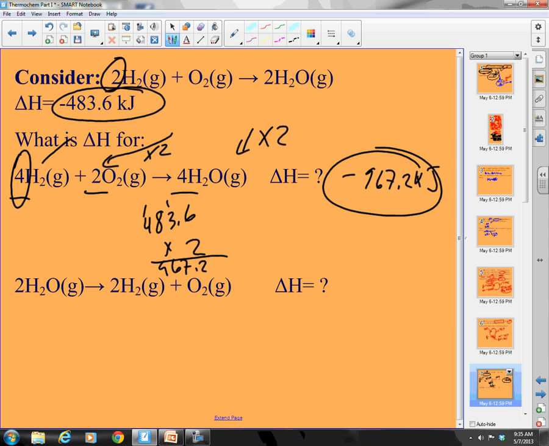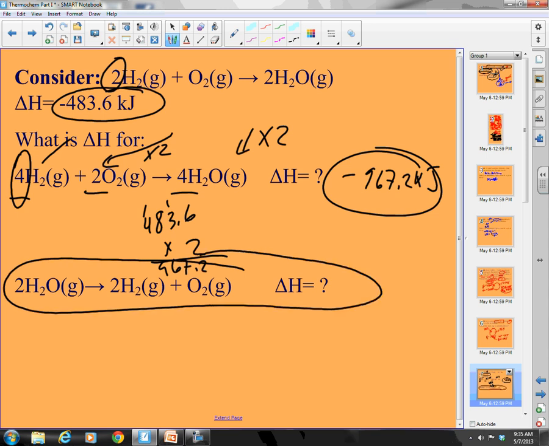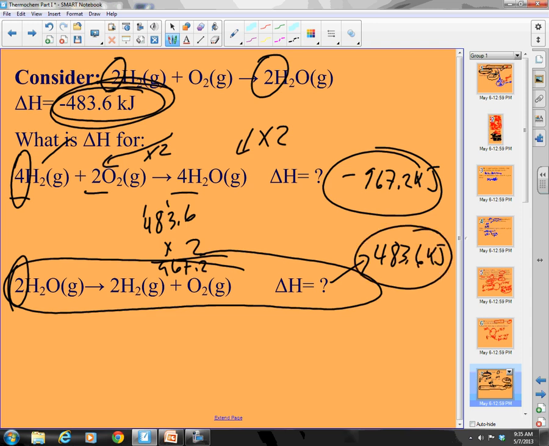Okay, now what happens here? What have I done? Well, I've gone from the forward to, now I have reversed my reaction. So if I have 2 moles of water that are decomposing instead of 2 moles forming, then I'm not going to create, but absorb 483.6 kilojoules. Got it? Hey, wonderful.